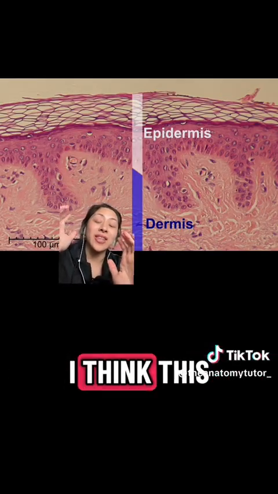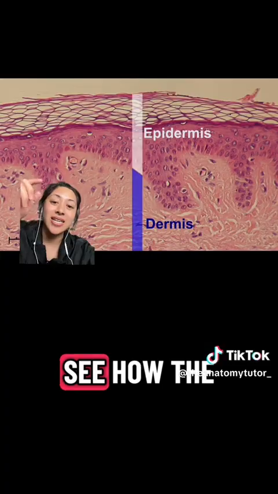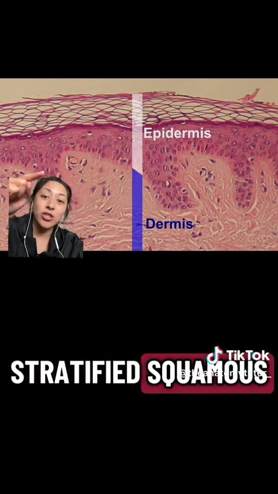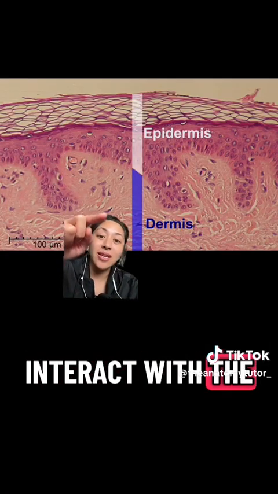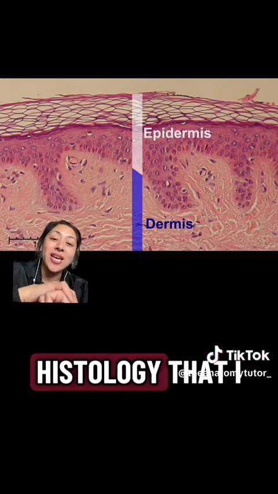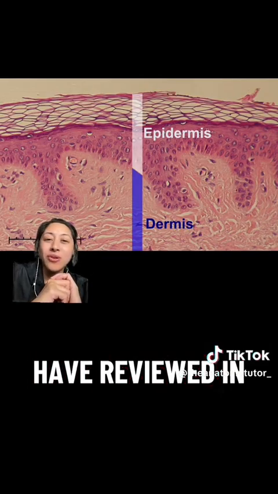Now I'm going to save more on how to review the integumentary system and a slide of the skin layers for another video, but I just wanted to show you, I think this is pretty cool, how the stratified squamous epithelium of our skin interacts with the dense irregular connective tissue histology that I reviewed in a previous video.